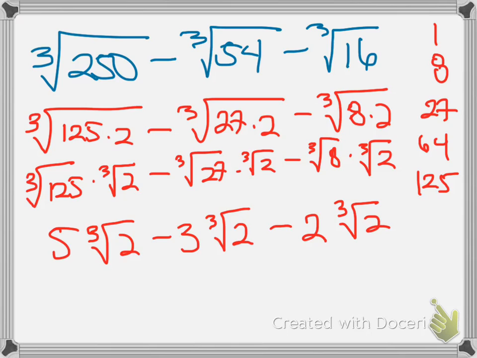So now we can finally simplify this. Because notice we have the exact same radical expression in all three terms. We've got cube root of 2 in all three of them. So we start out with 5 of them, we subtract 3, that leaves 2 of them, we subtract another 2. Well, that's kind of anticlimactic. Ultimately, our answer is 0.